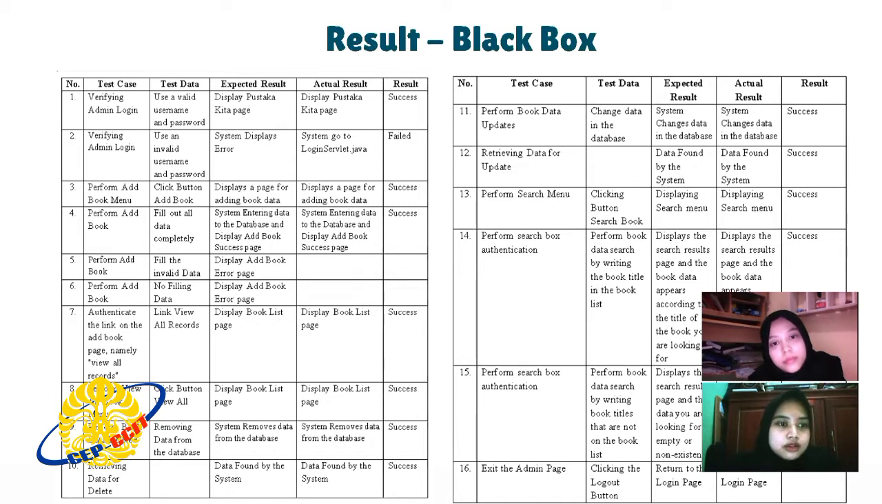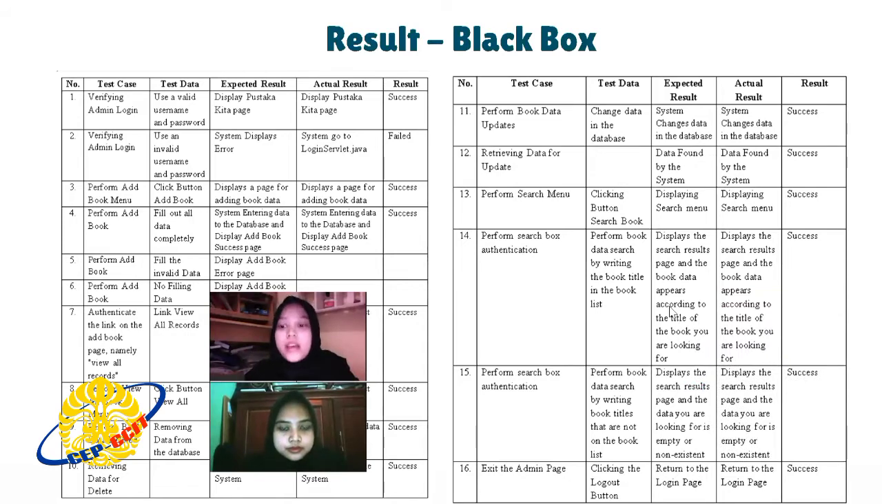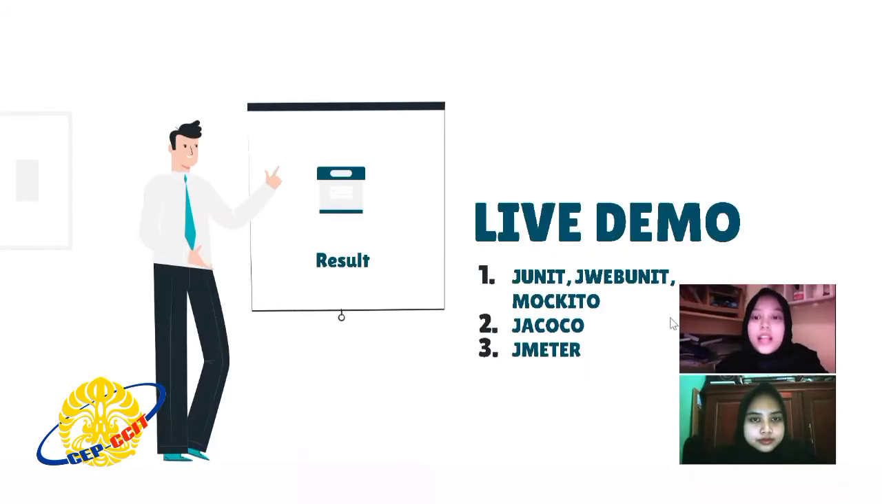Second, verifying admin login using invalid data. You type an invalid username and password, and the expected result is that the system displays an error, but the actual result is that the system goes to the login server Java, and the result is failed. Okay, that is an example of the black box results; all of them you can see in our PowerPoint. And then we go to the live demo.